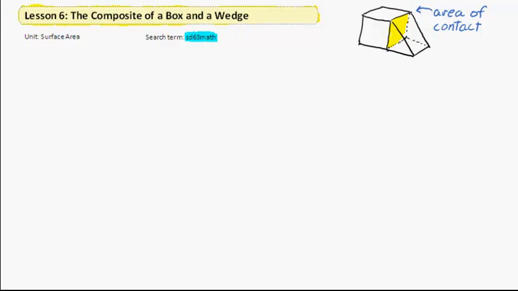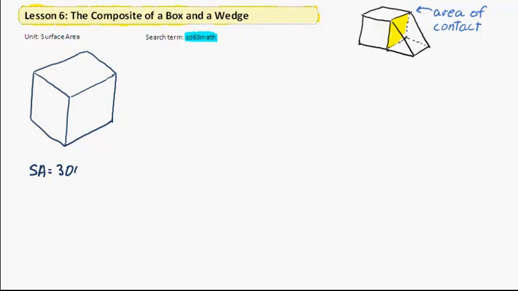Lesson 6. The composite of a box and a wedge. Here's a box. This box has a surface area that is already known. It's given at 300 centimeters squared. I don't want to look at all the dimensions of the box, but I would like to look at the height, which is 8 centimeters, and the base, which is 7 centimeters.